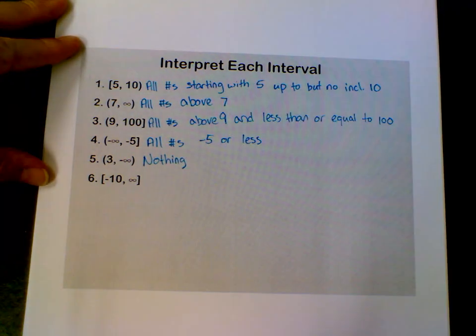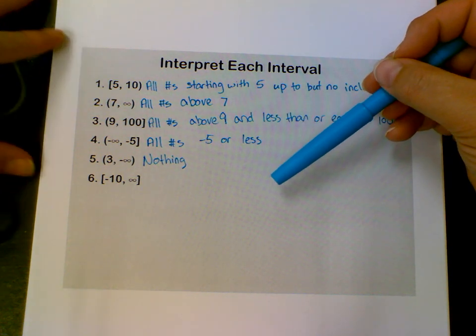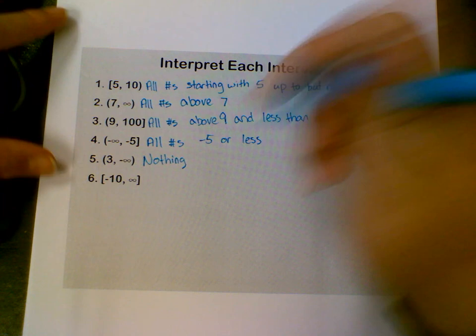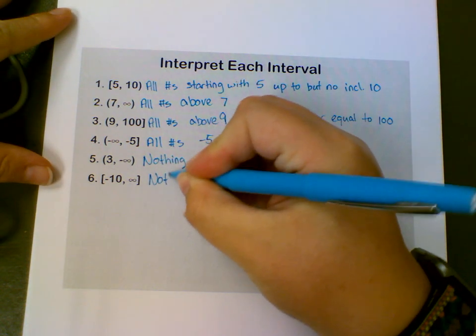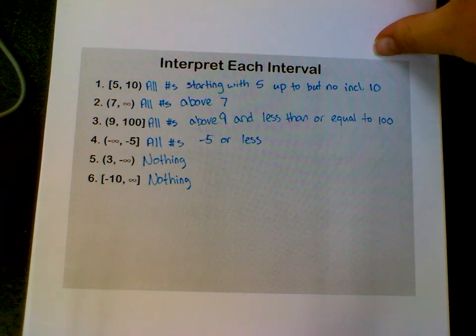That is impossible. The sixth one, we have bracket negative 10, comma, infinity bracket. Well, this also means nothing because an infinity can never have a bracket. It should always be a parenthesis.